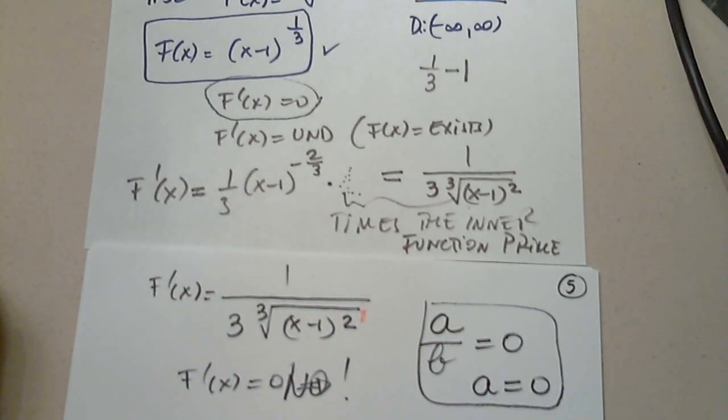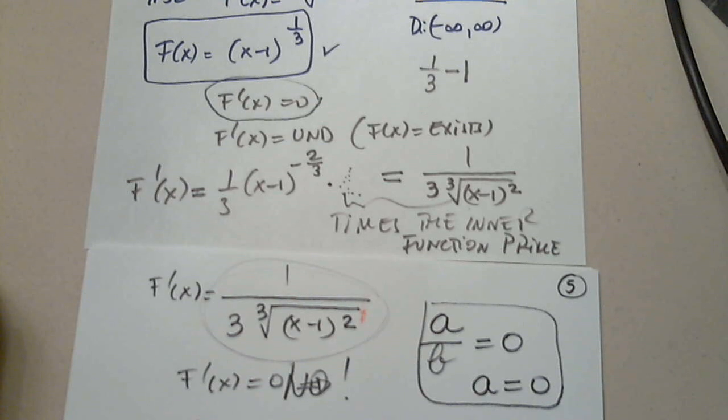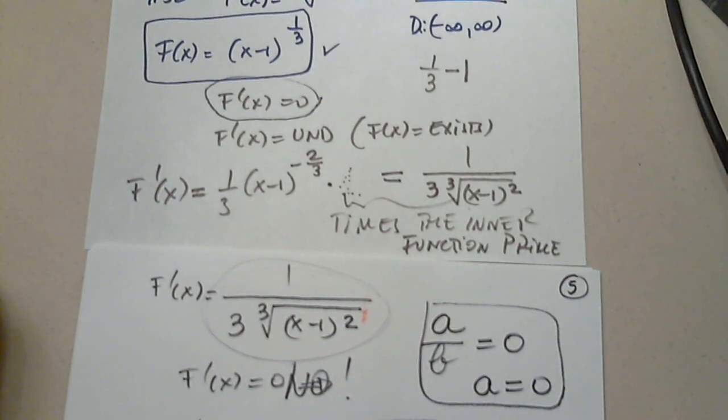Now, the other source, f prime of x, is undefined. So let's take a look. When is this fraction undefined? When x equals 0? 0 minus 1? Oh, when x equals positive 1. Exactly. So this is the only critical number for this function.